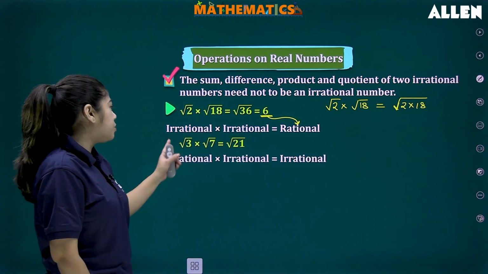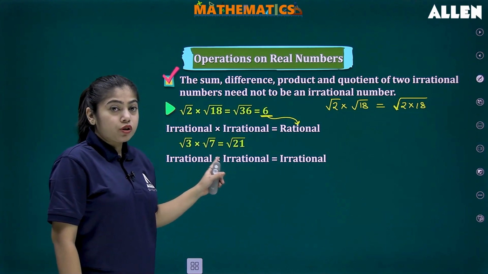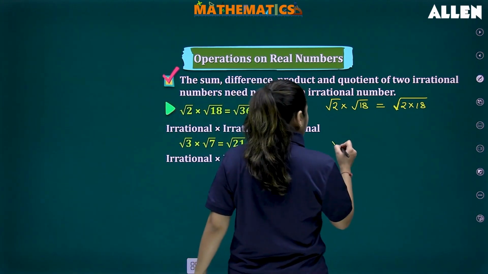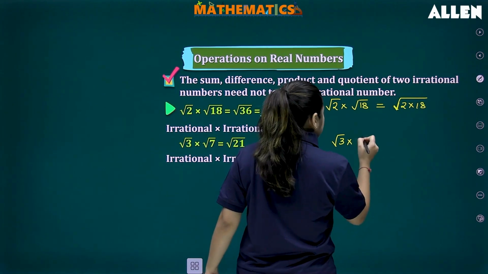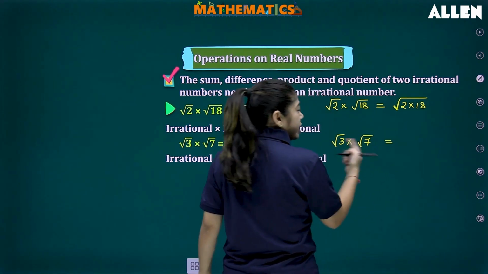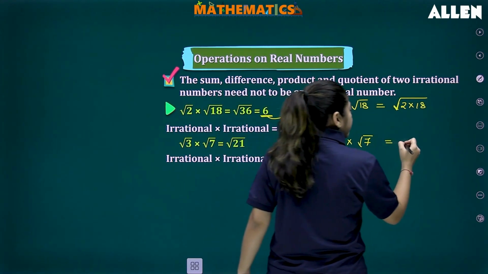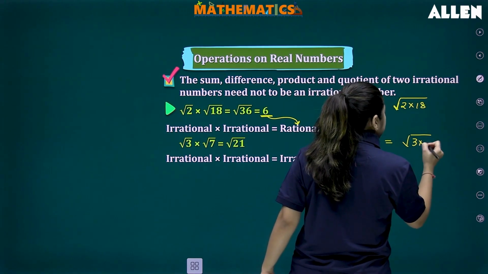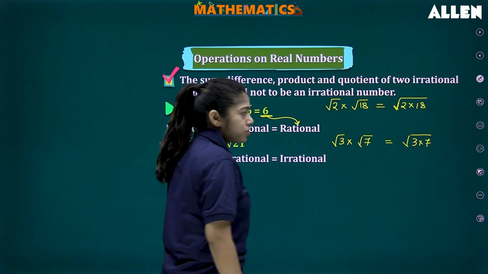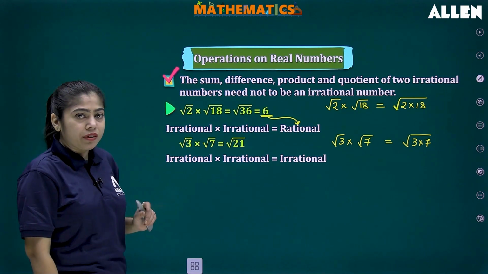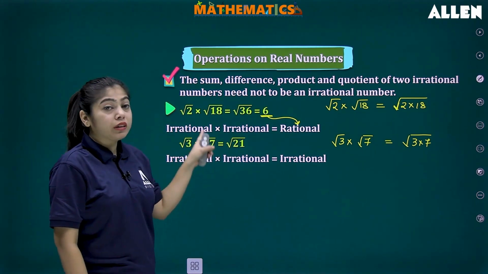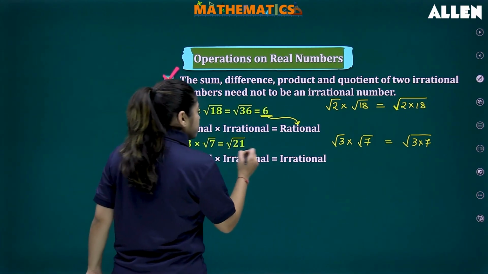Next example, you can see root 3 into root 7. So, root 3 into root 7 will be equal to how much? Yes class, root 3 into root 7. As the order is same, both are square root. Therefore, we can write both the numbers inside one square root in multiplication, right? So, what is 3 into 7? 3 sevens are 21. So, the final answer that we are getting is root 21.